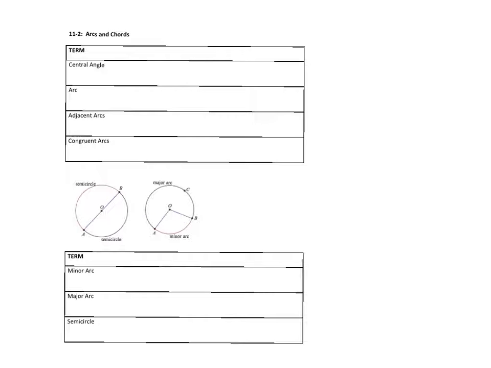We have several new terms in this section dealing with circles. So the first one we're going to talk about is a central angle, and it's pretty much exactly like it sounds. It's an angle whose vertex is at the center of a circle.